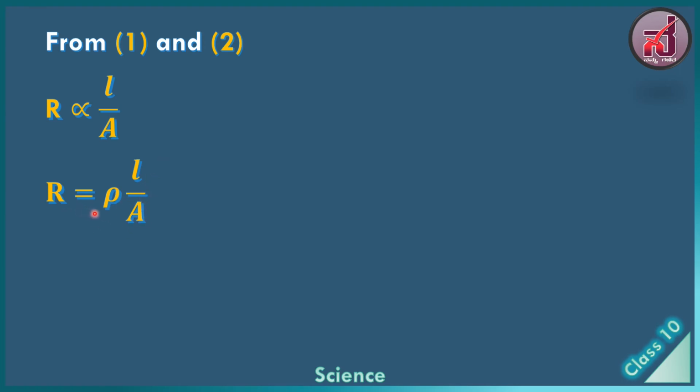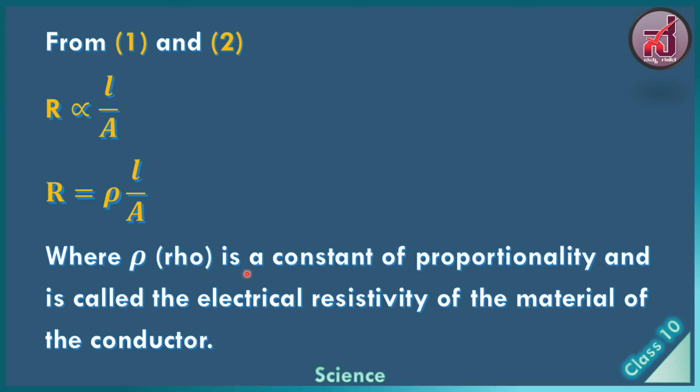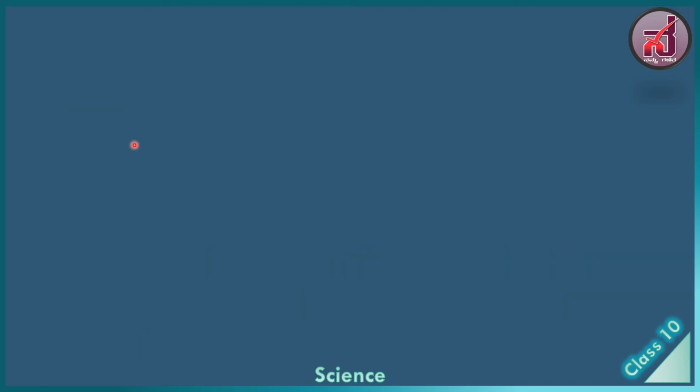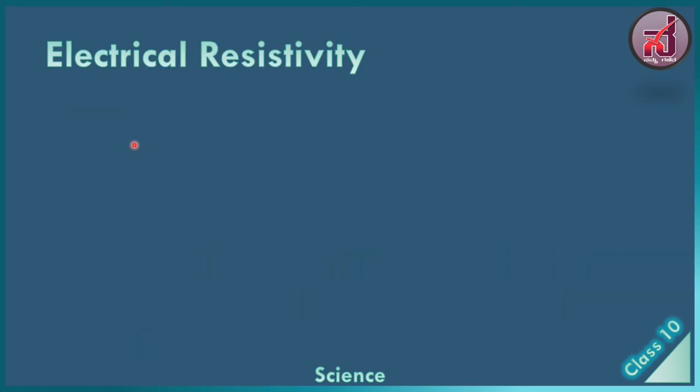R is equal to rho into L by A, where rho is a constant of proportionality and is called the electrical resistivity. Rho is called electrical resistivity of the material of the conductor. What is an electrical resistivity?